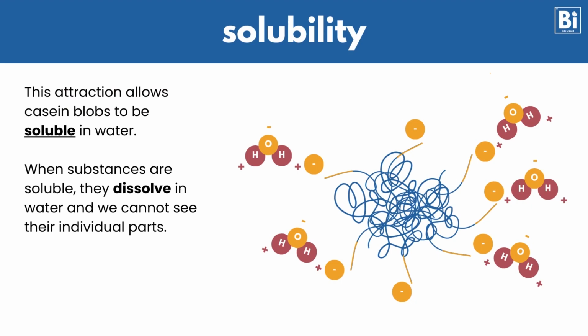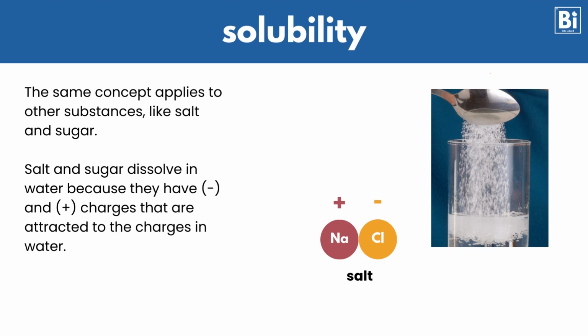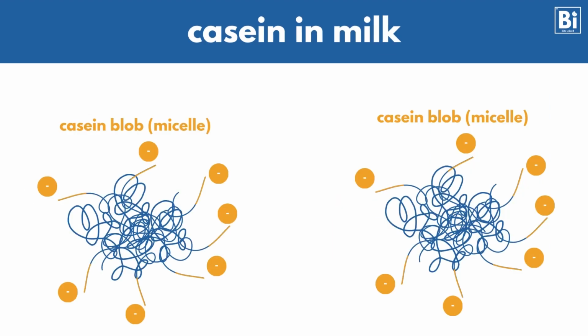So we can't see individual casein proteins in a commercial milk. The same concept applies to other substances like salt and sugar. Sugar and salt dissolve in water because they have negative and positive charges that are attracted to the charges in water. Okay, so let's get back to the casein blobs and how they interact with each other when in milk.